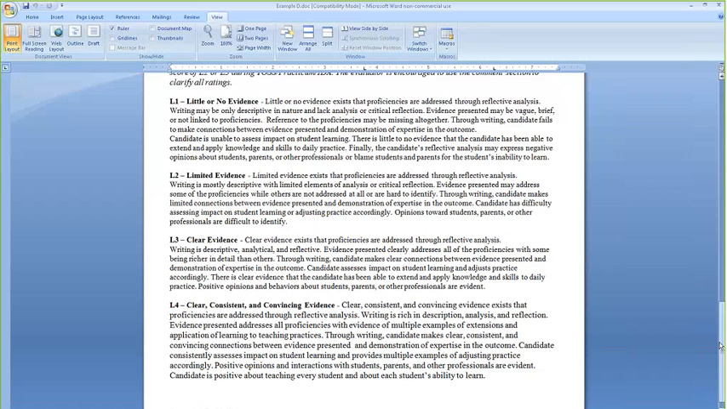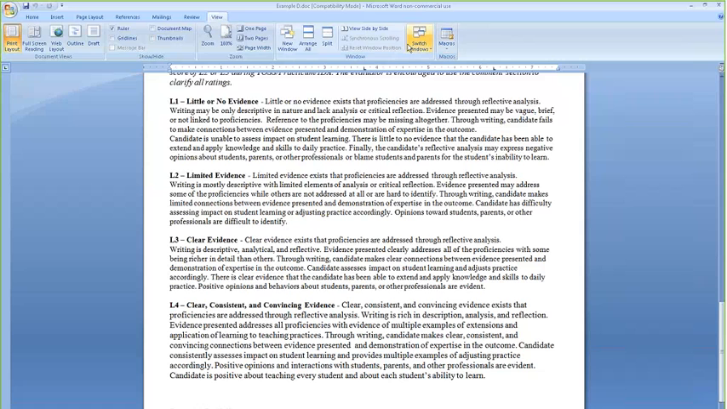And what's interesting is that it talks about there being evidence, and it speaks about the evidence in a way that is very accreditation sensitive, because in the past, with many of the NCATE rubrics, there was this kind of language in it about little or no evidence, there was limited evidence, there was clear evidence, or there was clear, consistent, and convincing evidence. And so it gets at preponderance of evidence here in terms of the portfolio, okay?